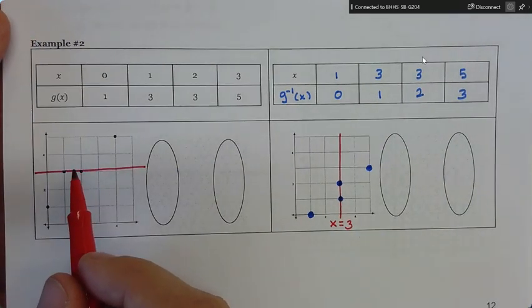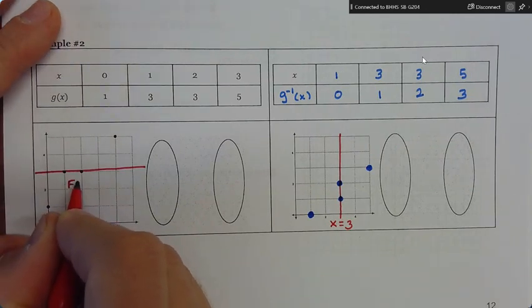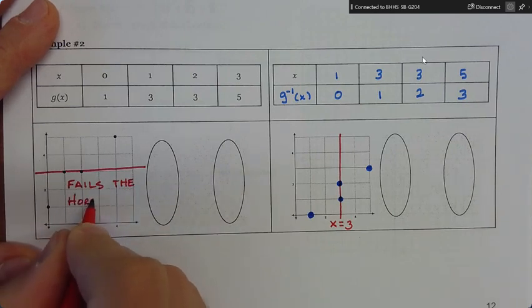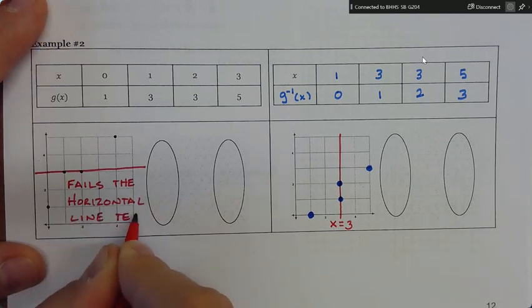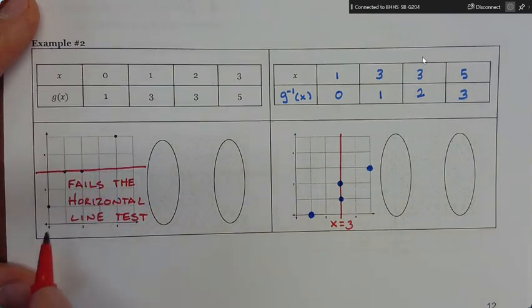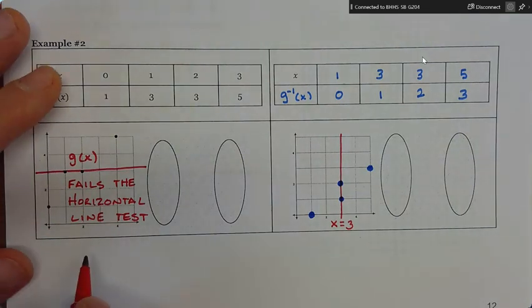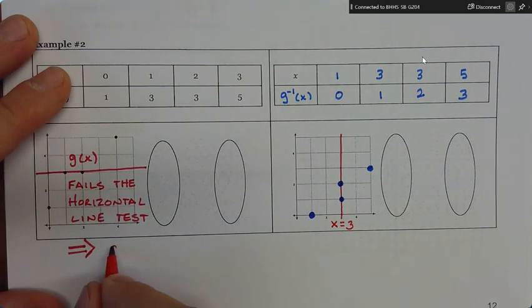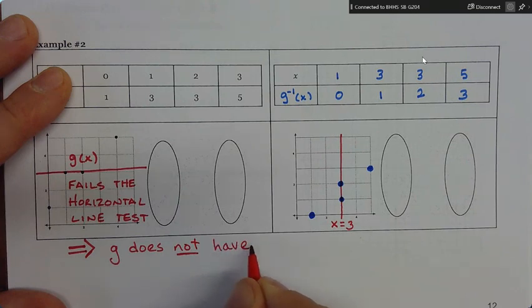So we call this not a vertical line test, but a horizontal line test. Okay, and I should be more specific. What is this function? G. G of x fails the horizontal line test, and what that tells us, this little arrow is an imply symbol, that implies that G does not have an inverse.